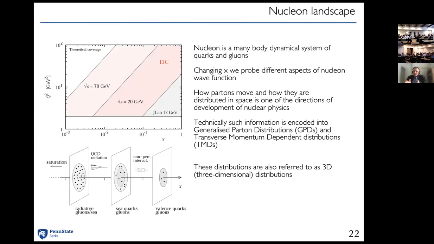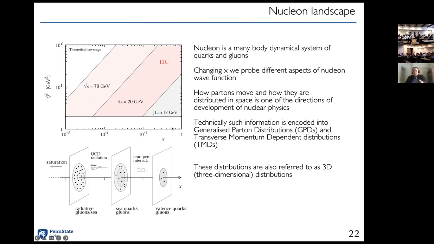So then we change x Bjorken, at which we probe the nucleon wave function. For instance, we probe different aspects of this nucleon wave function. Here in this plot, it's the Bjorken variable x versus Q squared, just theoretical coverage. As an example, it's the electron-ion collider for different energies and Jefferson Lab 12. So it covers different regions in Q squared, different regions in x.